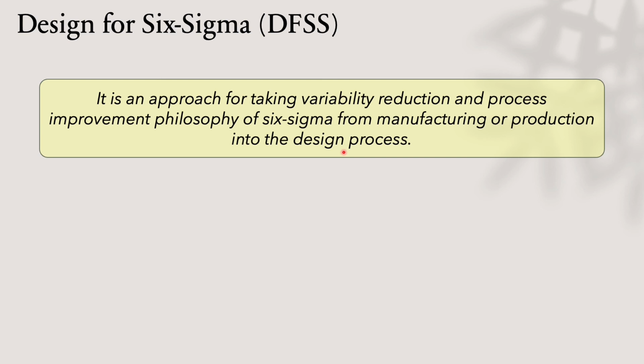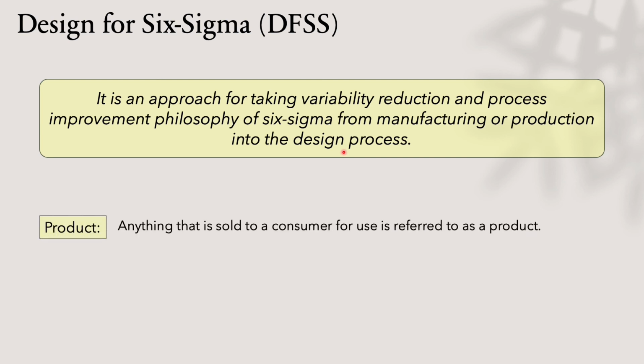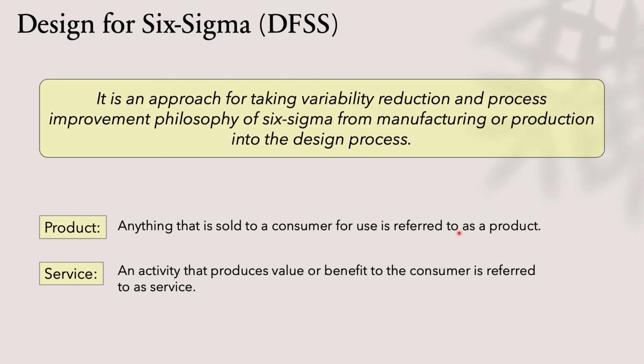And what is a product actually? Anything that is sold to a consumer for use is referred to as a product. And what is a service? An activity that produces value or benefit for the consumer is referred to as a service. You can relate it to your daily life experiences: what products do you encounter and are familiar with, and what services are you familiar with?